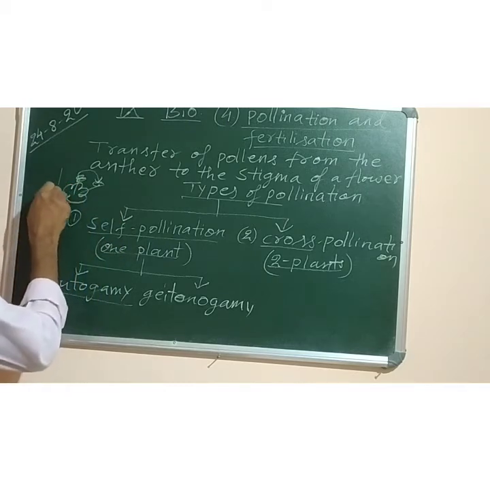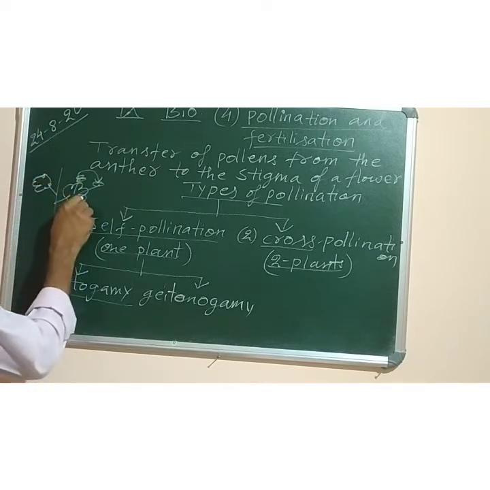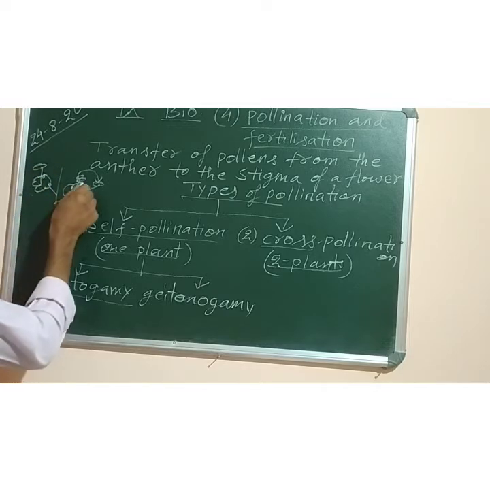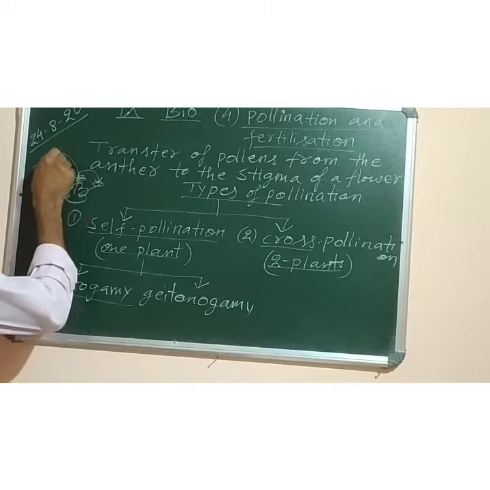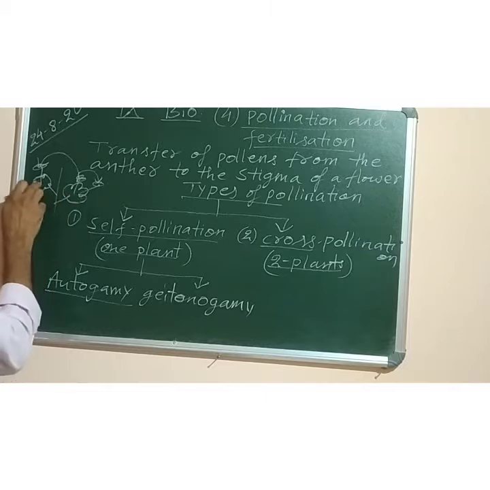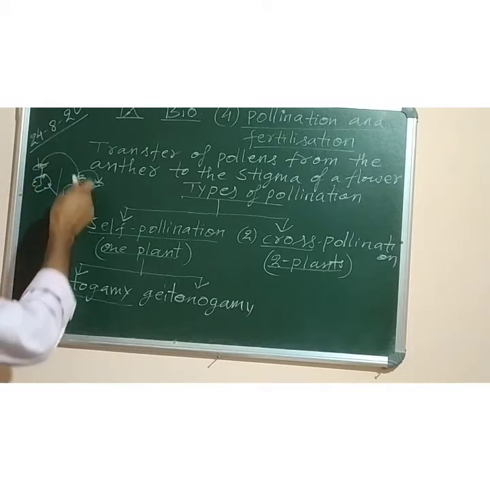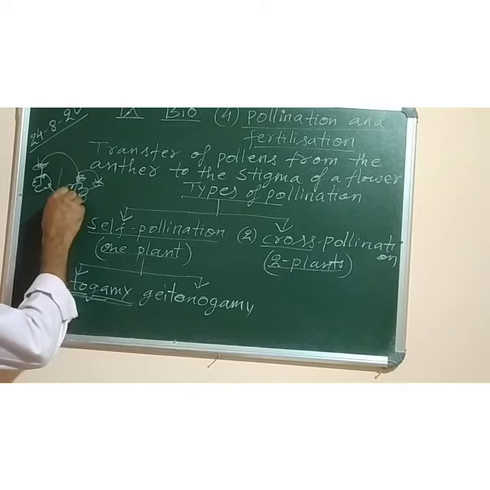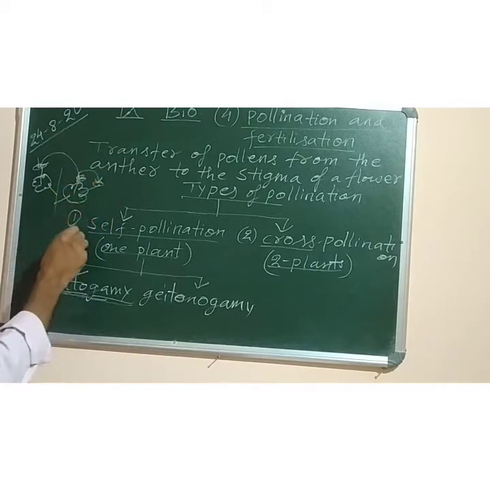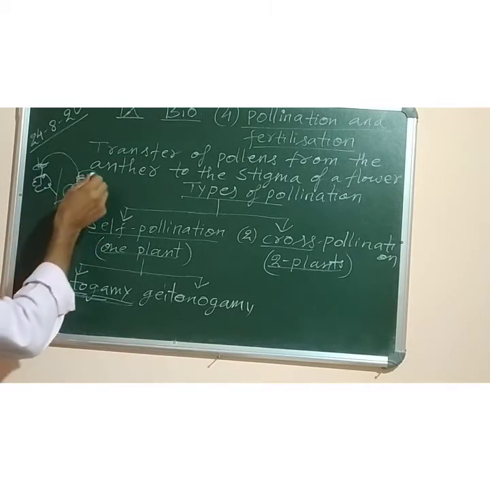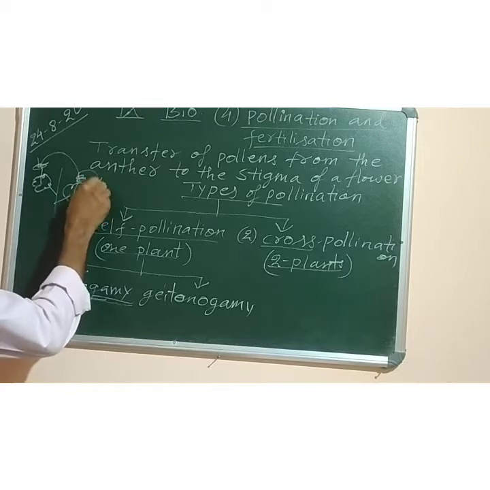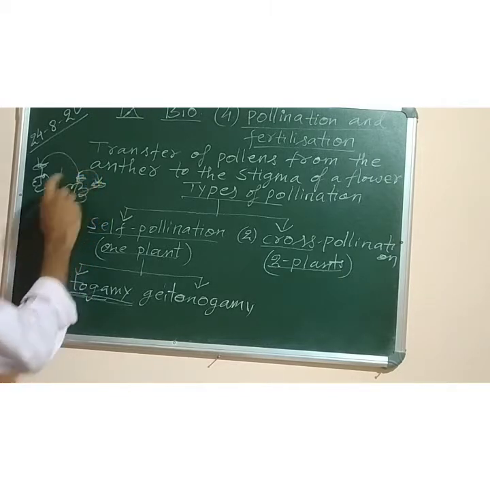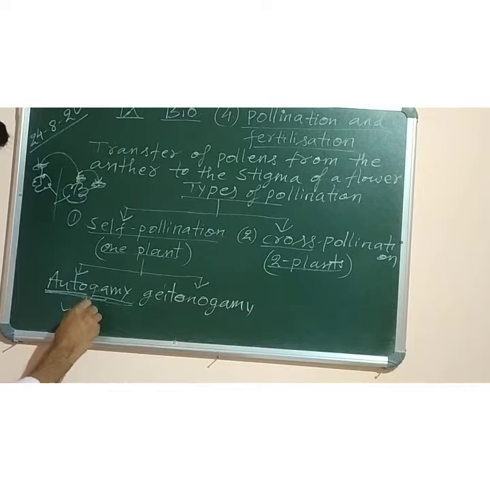Or if the flower is borne on some other part of the plant, and here is the stigma, and now pollen from this flower is transferred to the stigma of this flower, between two different flowers borne on the same plant, that is also called self-pollination. So auto means self, gamy means marriage. So if pollination occurs within a flower, like the first one which I said, where pollens are transferred from the anther to the stigma of the same flower, only one flower is there, that is called autogamy.